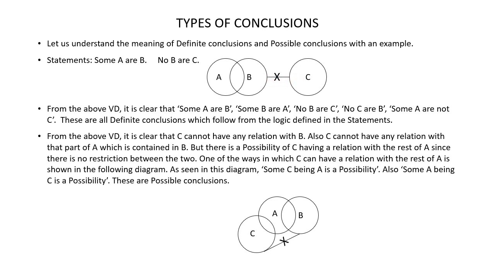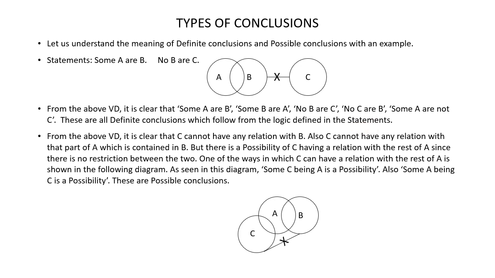Also, you can see that this portion of A is inside B, and since B cannot have any relation with C, this means that this portion of A also cannot have any relation with C. This means some A are not C. So these conclusions, some A are B, some B are A, no B are C, no C are B, some A are not C, are all definite conclusions which follow from the logic defined in the statements.